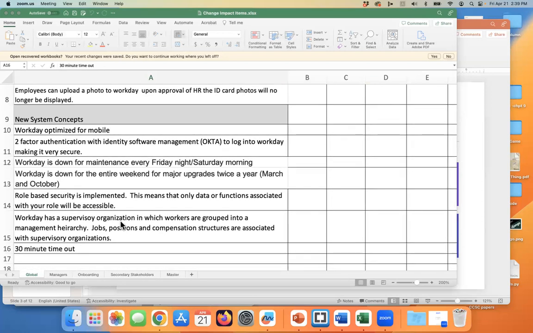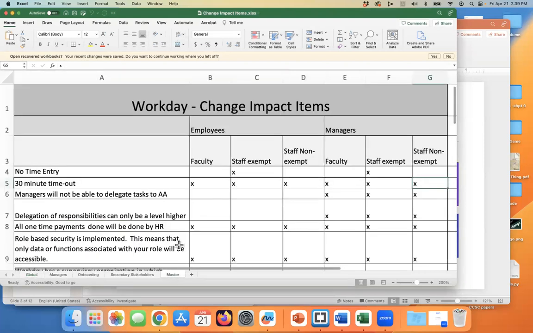So this particular change impact analysis was very helpful for implementing a new system, because it helped us identify what functionality was going to be added. And then when we looked at it, what did we do? We created the population of people who would be impacted. So, for example, within employees, we had 3 categories: faculty, staff, and non-staff. And for managers, we had faculty, staff, and non-staff.